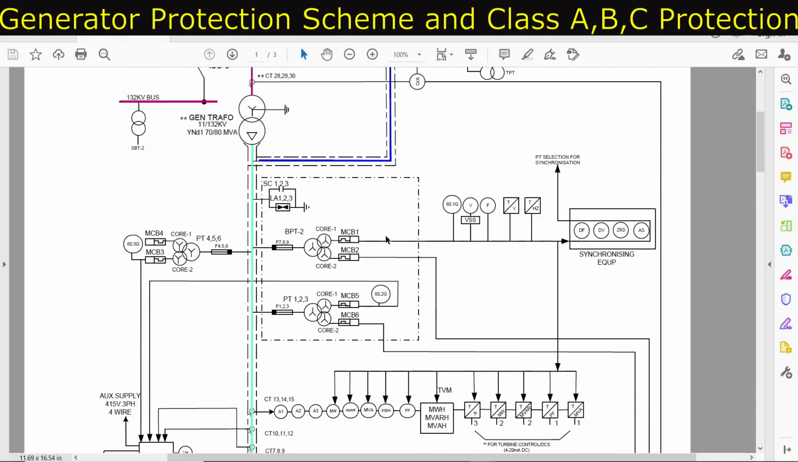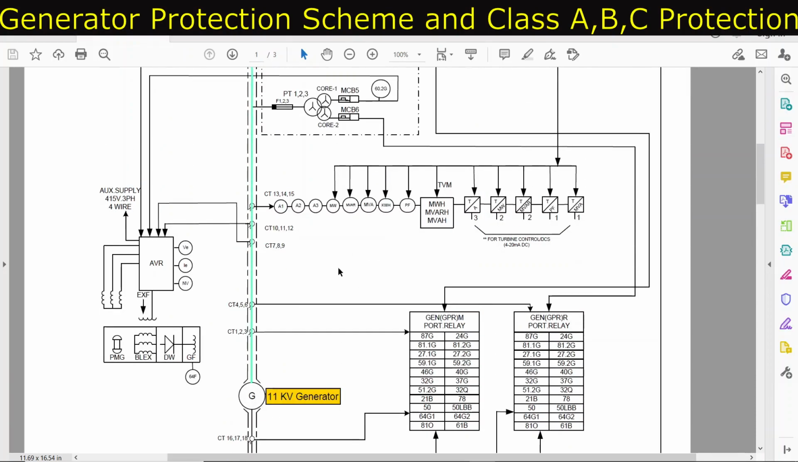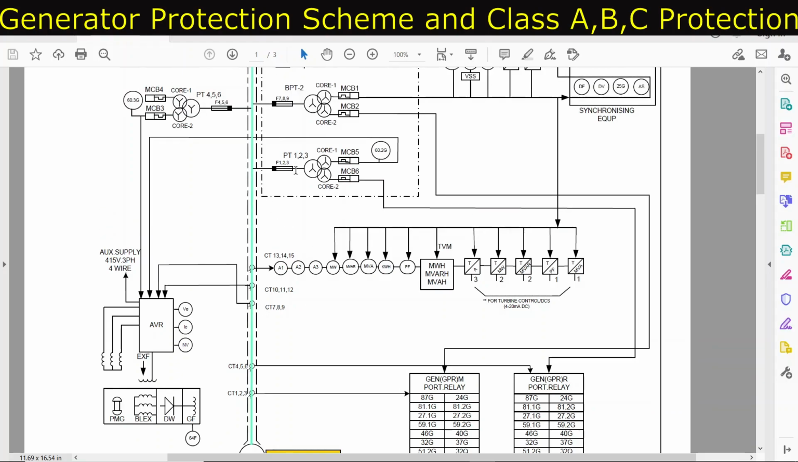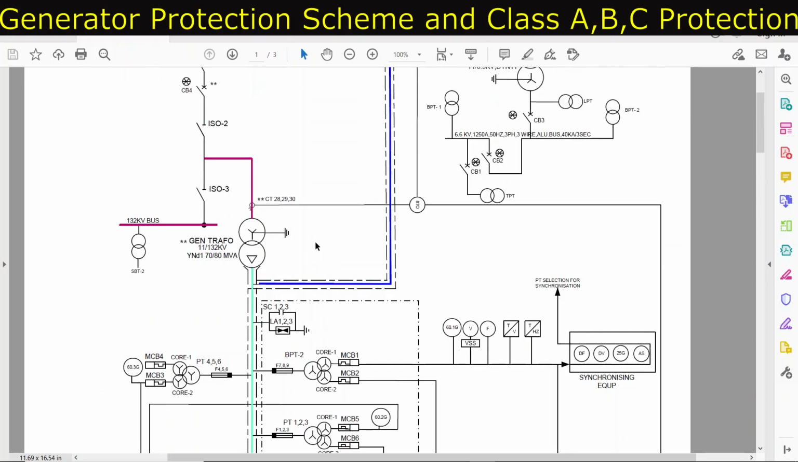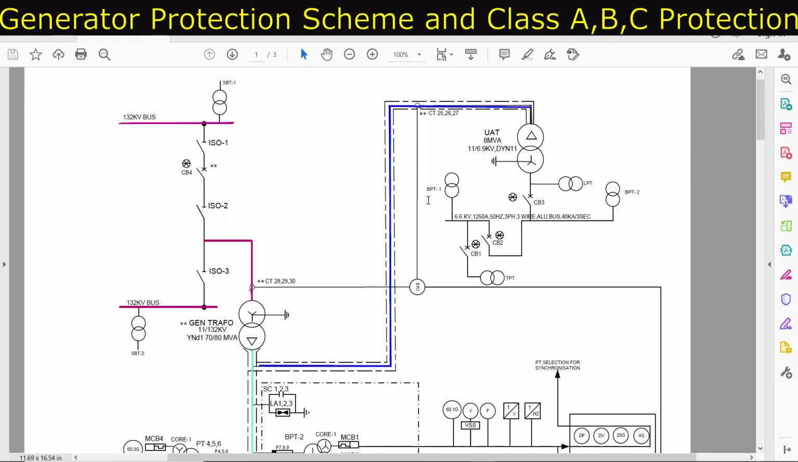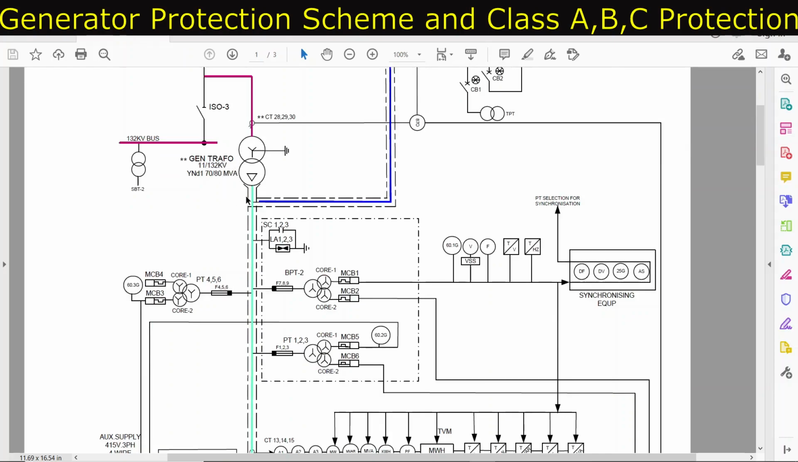So this is the SLD. Now I will show how all these CTs and PTs are being used for the protection of the generator, transformers and metering purposes. This is a PT, the phase side PT: PT1, PT2, PT3. All these are being used. You can see here there's a bus PT for different types of protection. On the 132 kV side also a PT and CT will be there. But we are concentrating only on this part: the generator, the transformer, our generator, and this UAT.